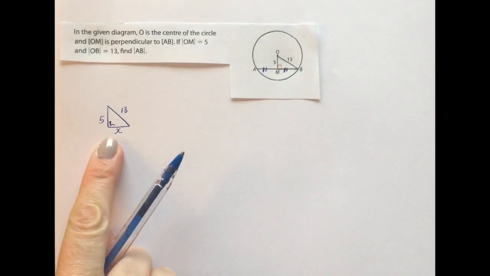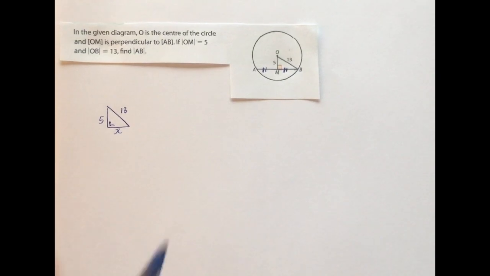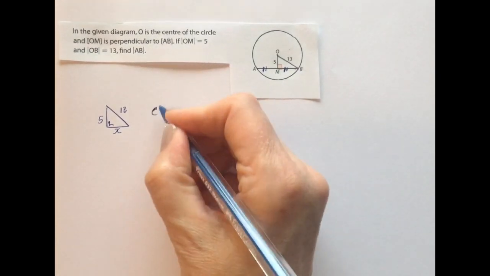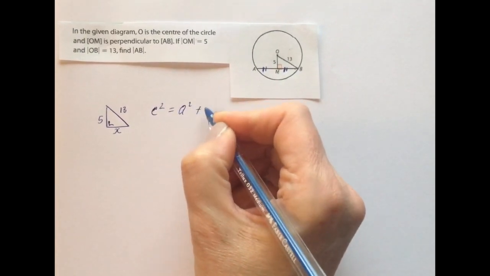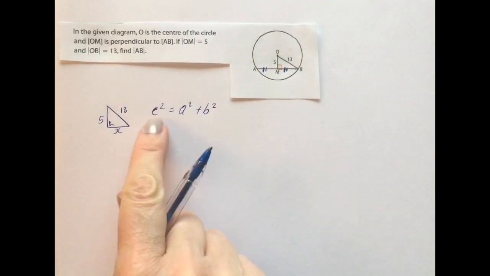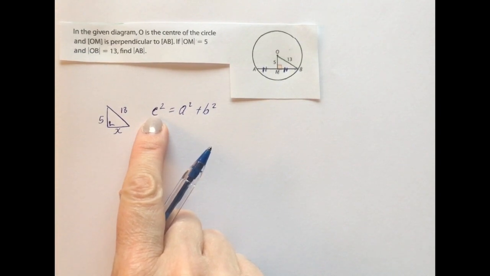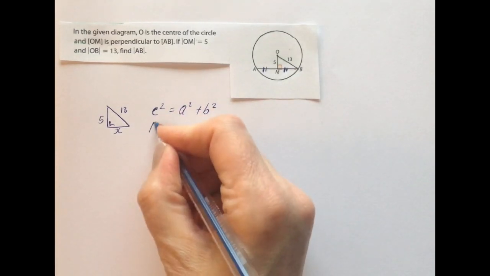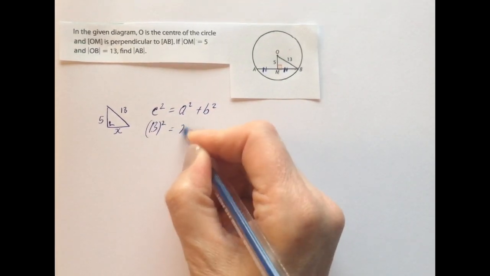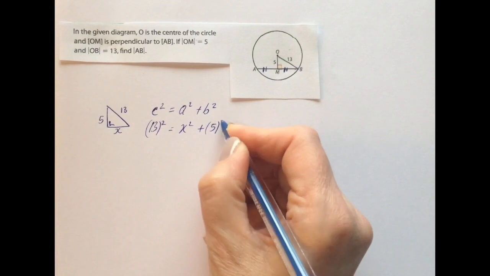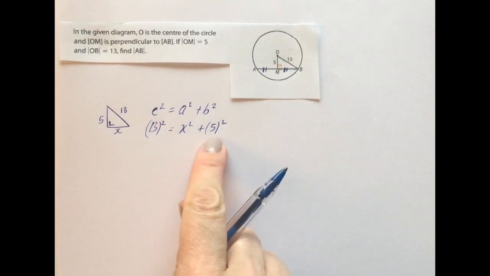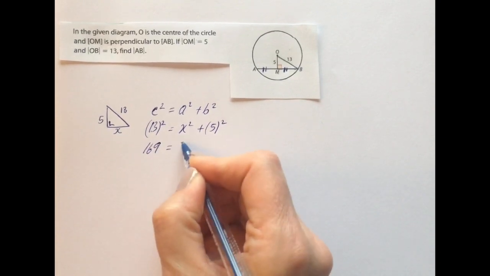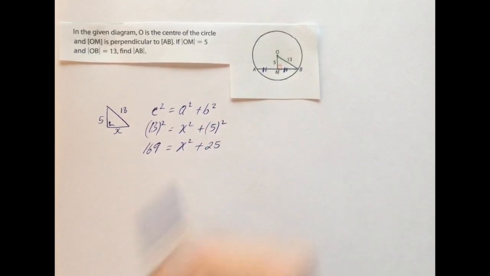Now, when you have a right-angled triangle and you're missing a side, we can use Pythagoras, of course. So Pythagoras is c squared is equal to a squared plus b squared. Of course, the c always has to be the hypotenuse, the side opposite the 90 degrees, or the longest diagonal side. So 13 will go in there. And then the other two sides can be filled in either way around, it doesn't matter. So we'll put x in there and 5 in there. And then evaluating that, I get 169 is equal to x squared plus 25.